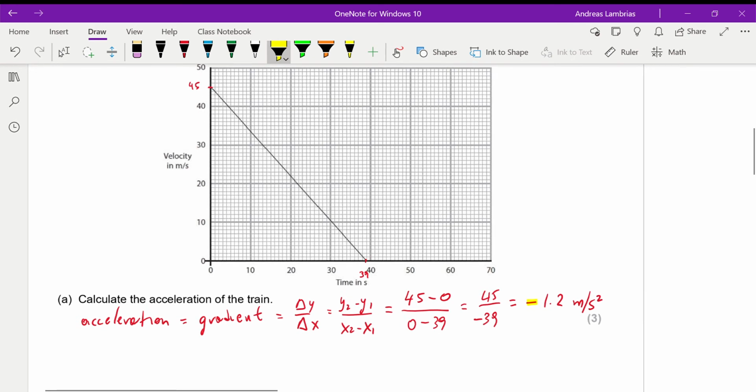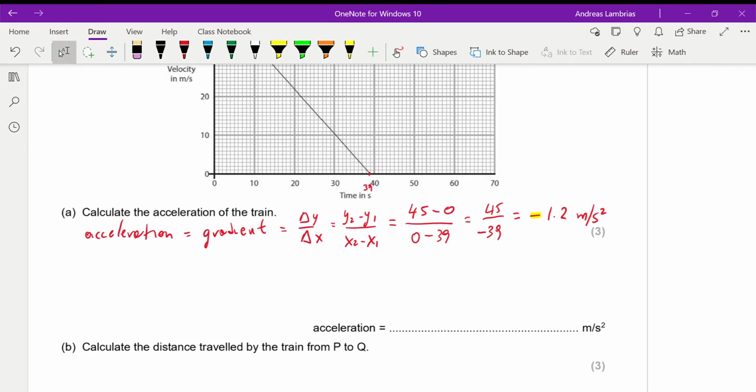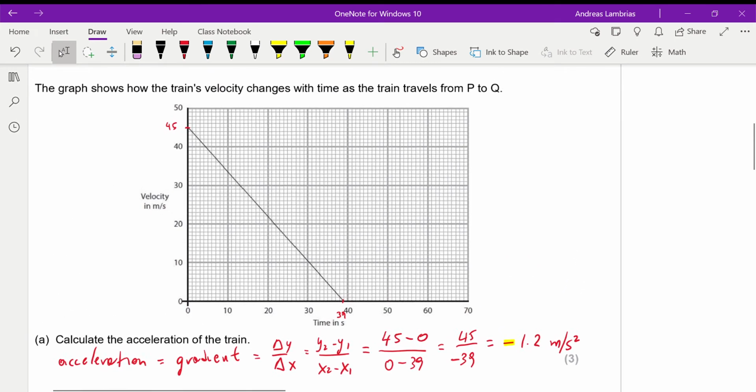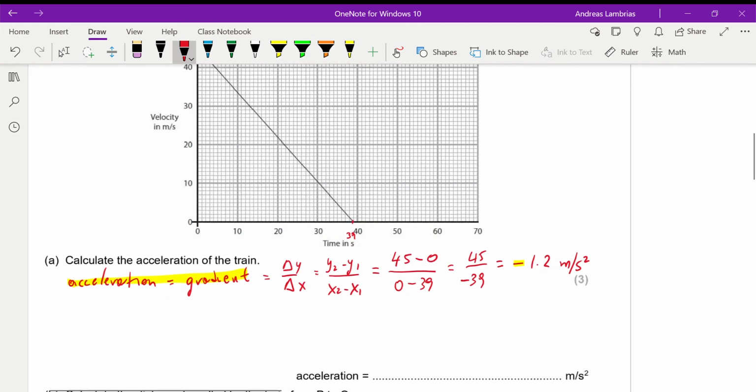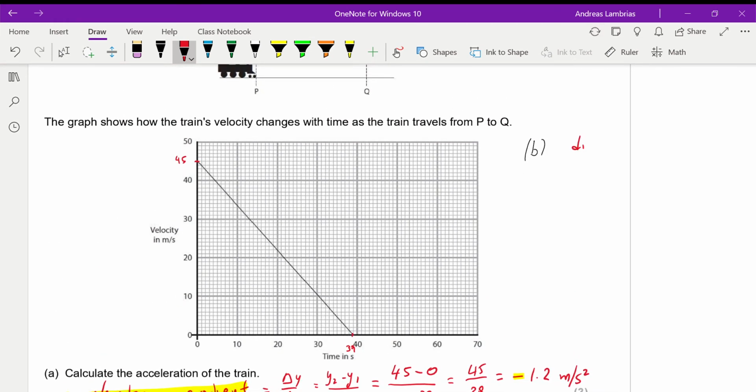Then the next question is to find the distance between points P and Q. We'll write the answer here so we can see the graph. The same way we have defined that I get acceleration by finding the gradient, I have to define again that I'm finding the distance by calculating the area under the graph. So I need to find the area under the line, this area that I'm highlighting now, and that will give us the distance that it has covered during the deceleration.